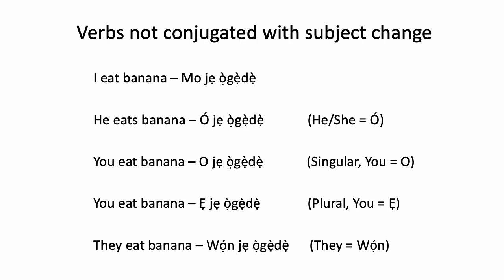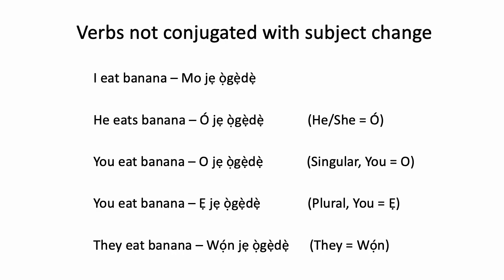Let's go further and consider you eat banana. That becomes o je ogede. This should not be mistaken with the previous sentence, which is also o je ogede. He is o in Yoruba, while you is o. Though they are the same word, we can differentiate between them using the tonal or diacritic sign. Watch out for a video on that later.